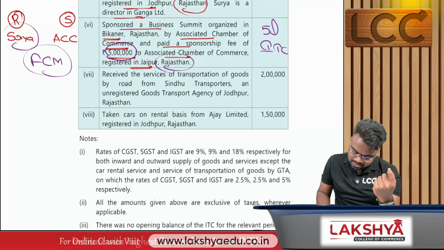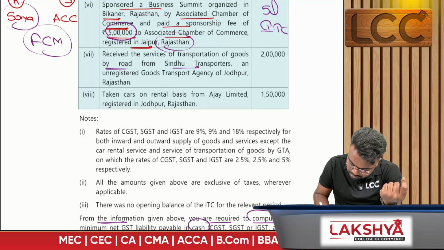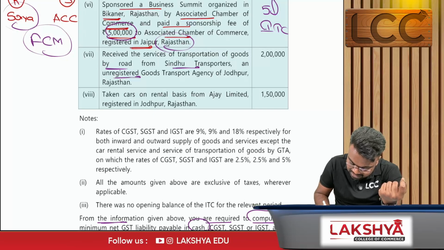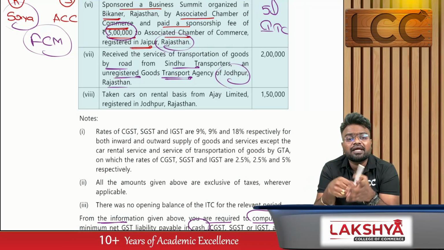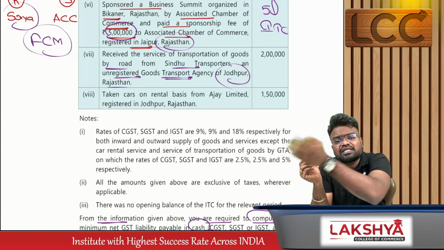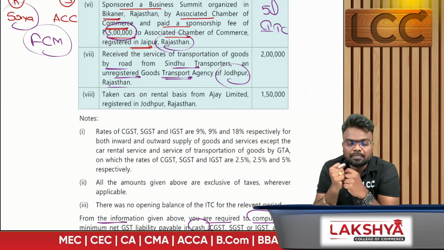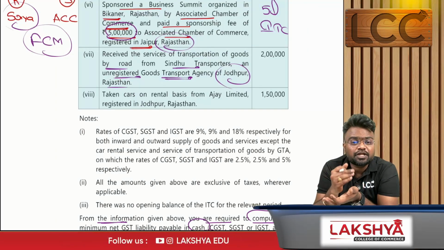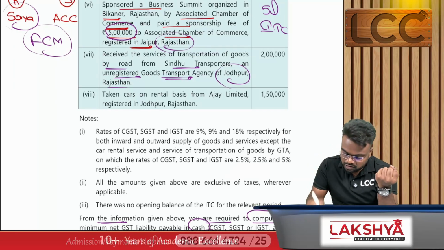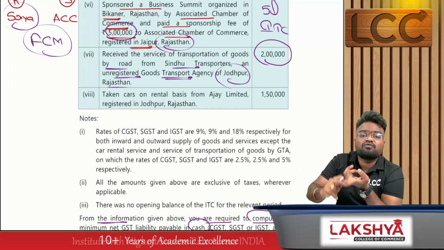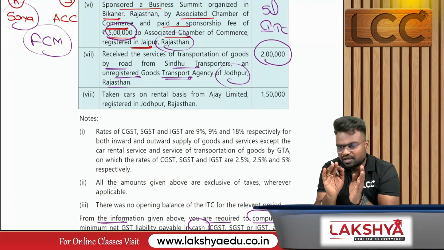Received the services of transportation of goods by road from Sindhu Transporters, an unregistered GTA of Jodhpur, Rajasthan. Any services provided by unregistered GTA to registered person, in that case RCM will apply. In case of RCM, what we need to do? We need to pay in cash and we can claim ITC. So on this 2 lakhs, first, we need to pay in the form of cash because we should not use ITC. So let's keep that aside.